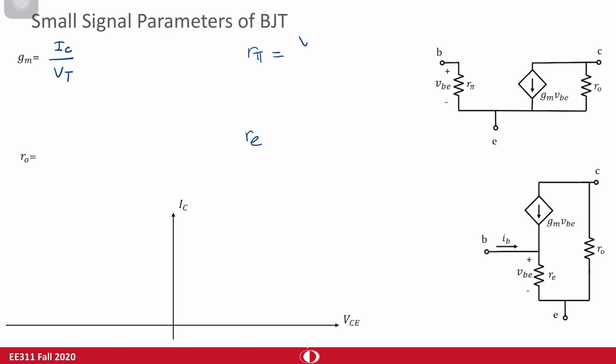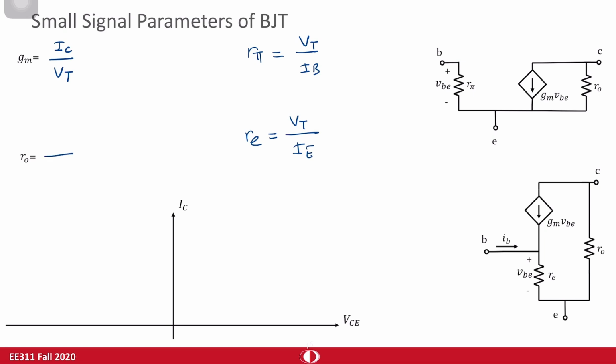Rπ, some voltage divided by current. Which voltage? VT. Which current? It's appearing at the base, so you should divide it by I base. Similarly, R emitter, voltage divided by current. Which voltage? VT is fixed. Which current? As the name implies, it's at the emitter, so you should use VT divided by IE.